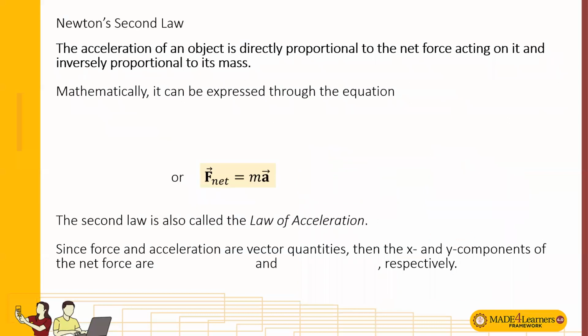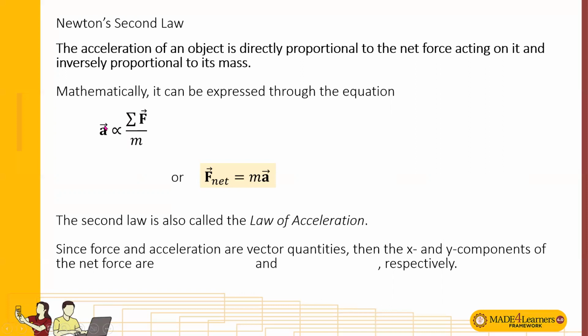The second law of motion is about acceleration. According to this law, the acceleration of an object is directly proportional to the net force acting on it and inversely proportional to its mass. Mathematically, it's this equation. Acceleration is directly proportional to the net force, meaning the summation of the forces. There are arrows because they are vector quantities.